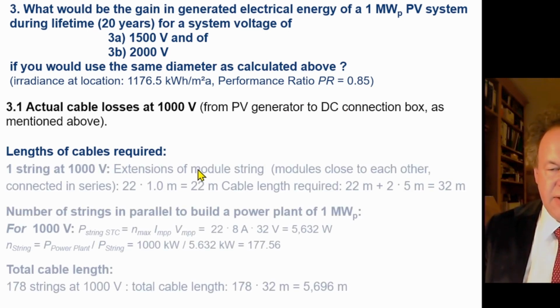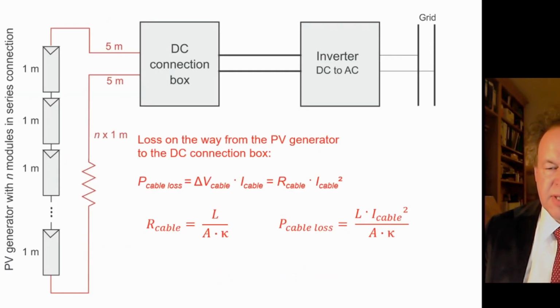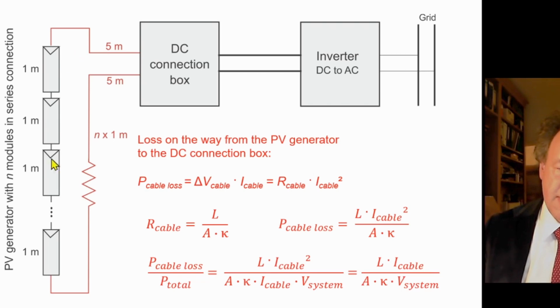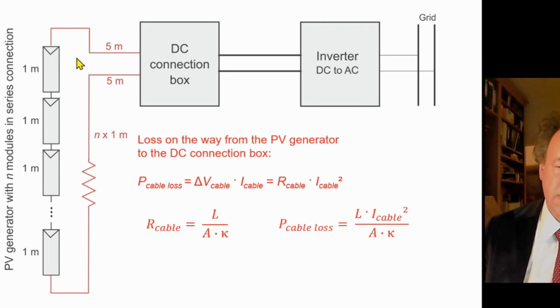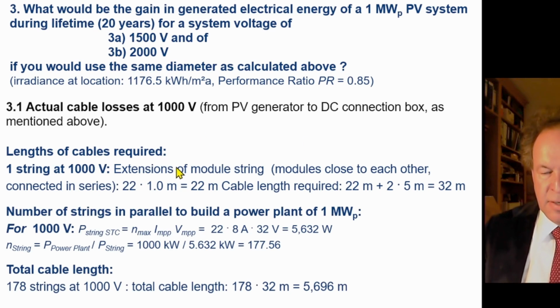So we calculate the length of the cables at 1000 volts. We have 22 modules. Remember the scheme here. So we have 22 times 1 meter plus 5 meters. For the other modules, if we have higher voltage, we have more modules here, and accordingly more length of wires or cables. So 22 times 1 meter is 22 meters plus the 2 times 5 meters. Altogether, we have a cable length of 32 meters.